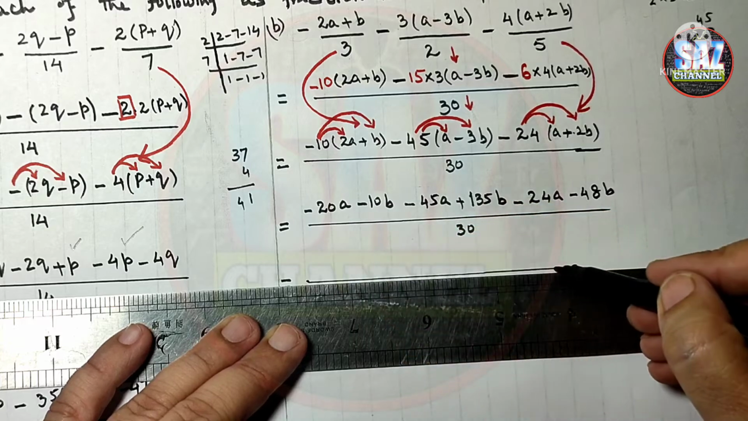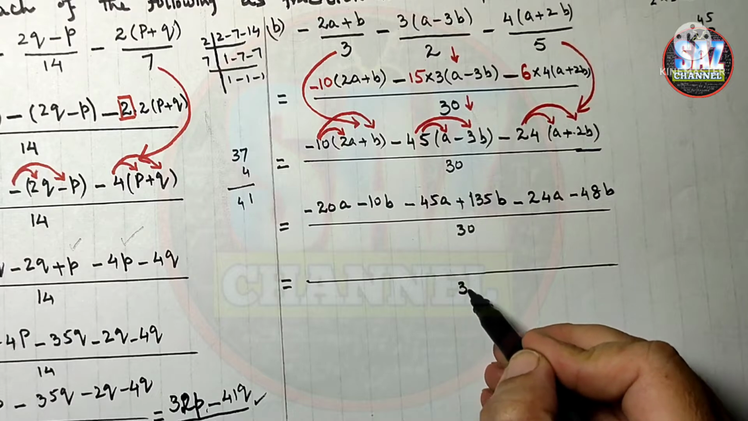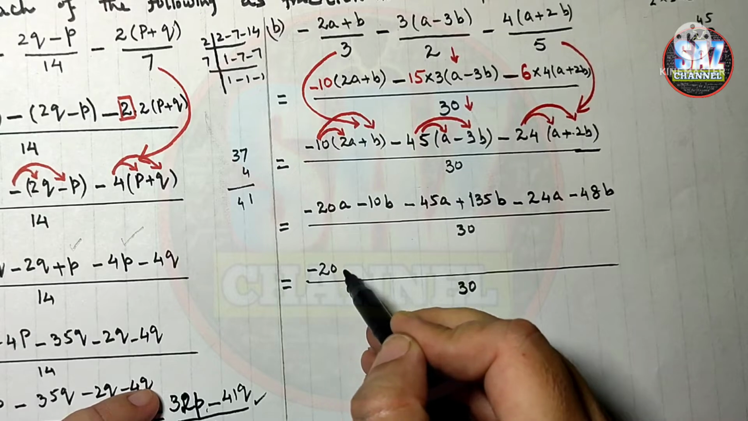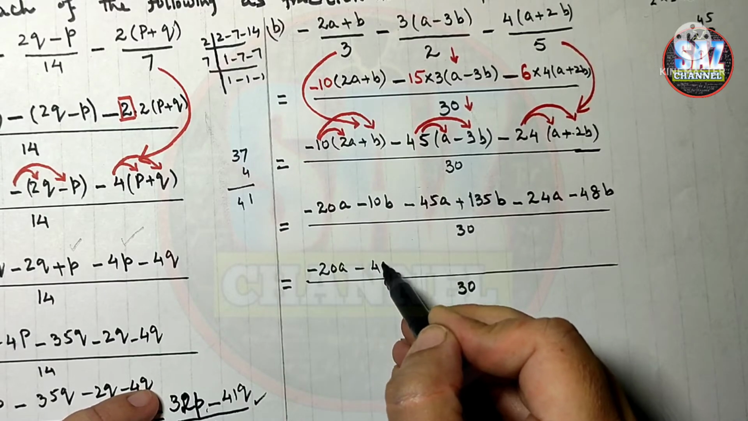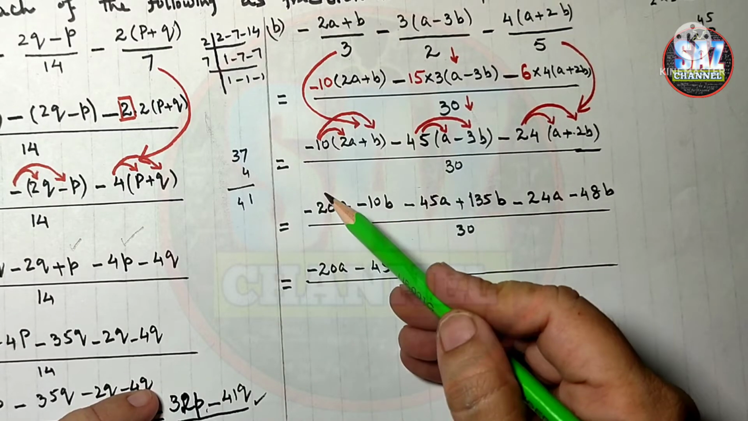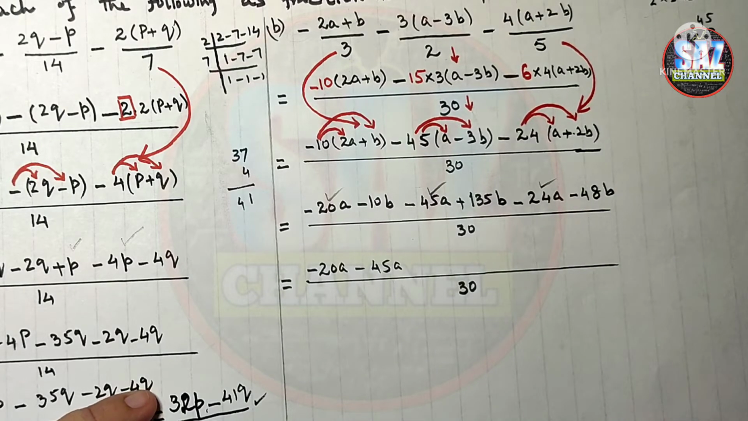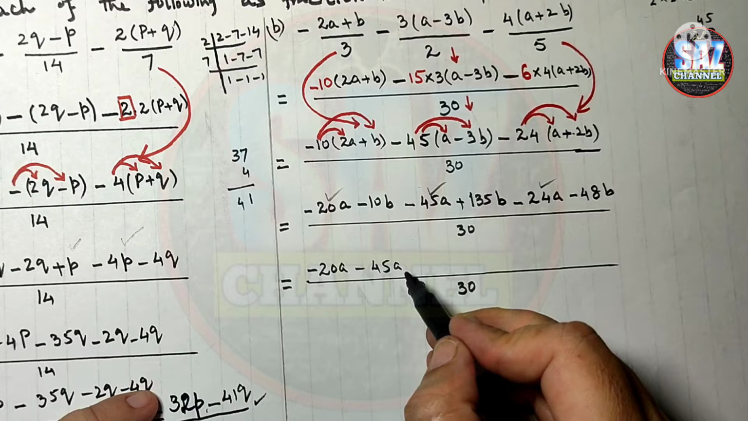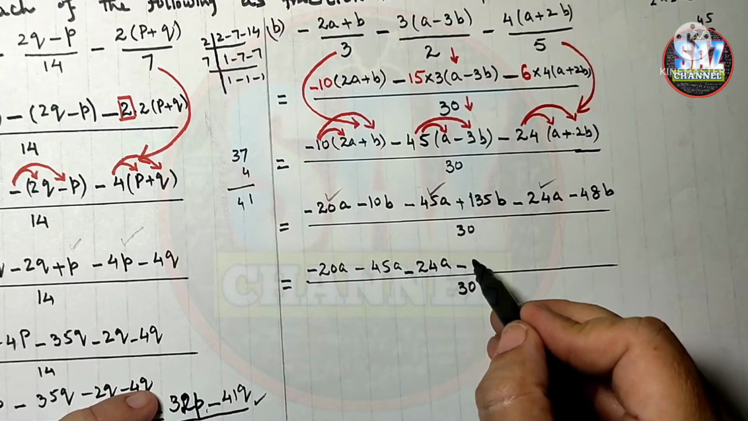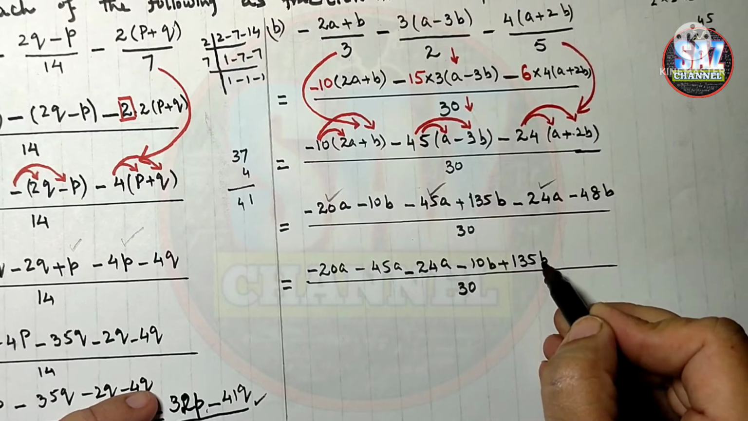What we have to do is, let me write down the fraction here. 30 is the LCM or denominator, minus 20a minus 45a. Okay, let me hold the pencil. This is 20a, this is 45a, and this is 24a. All have the negative sign. Be careful about the signs as well. 24a, and this is minus 10b plus 135b minus 48b.